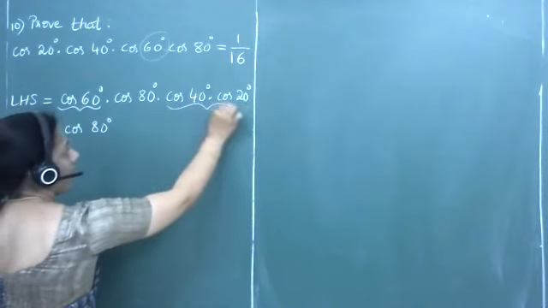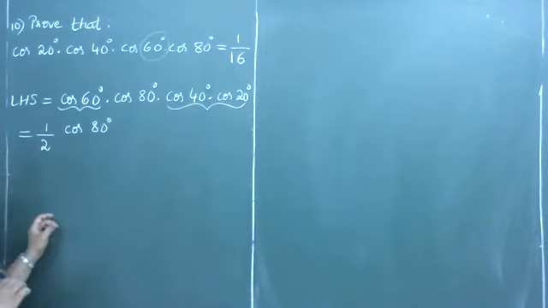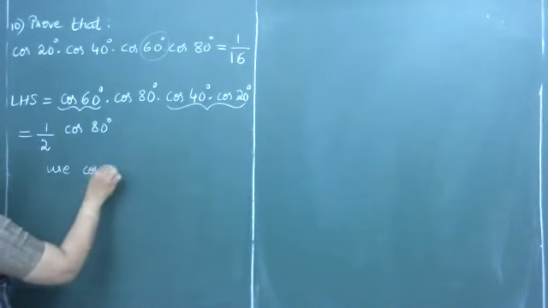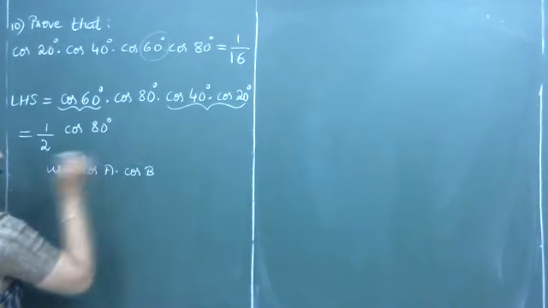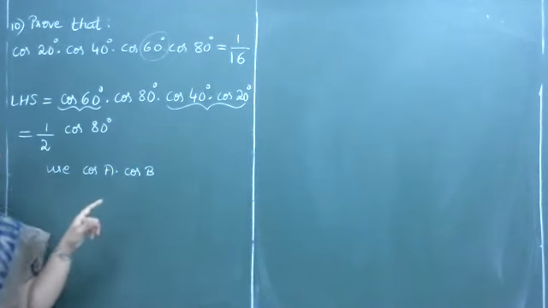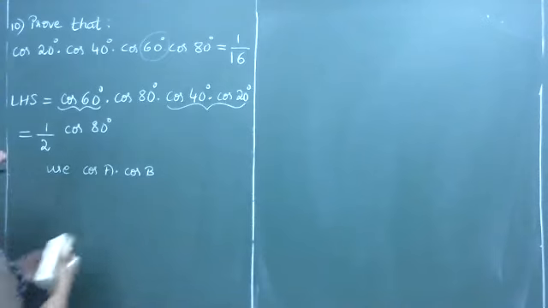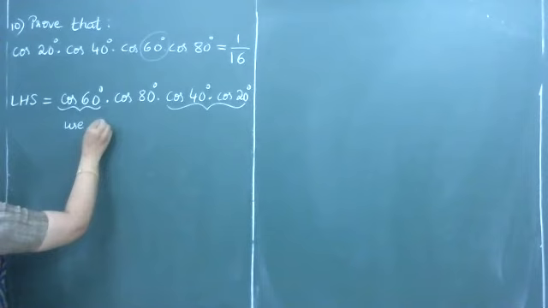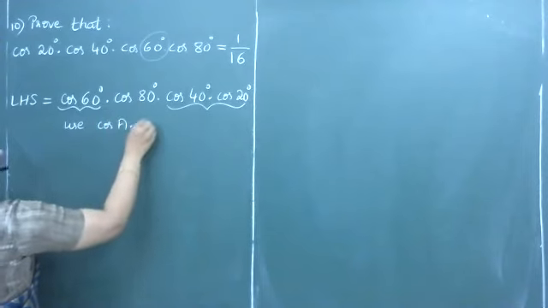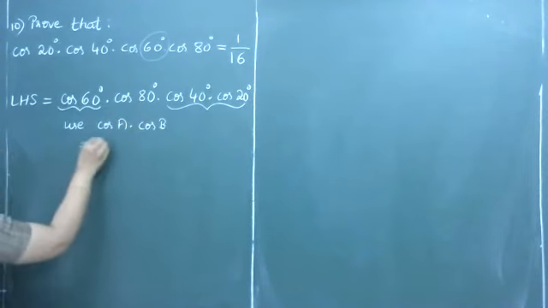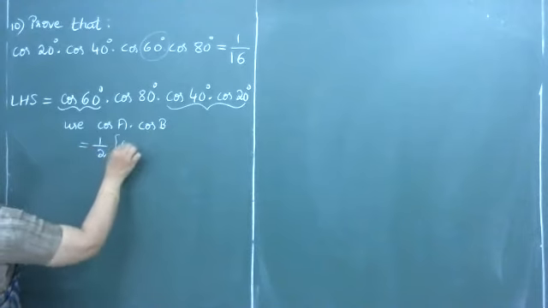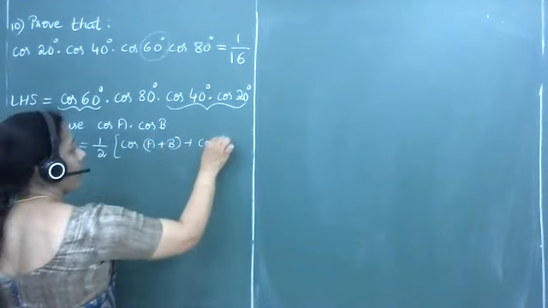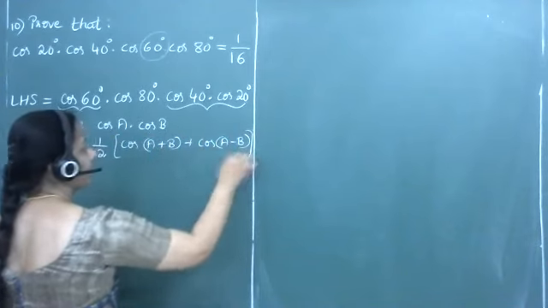Now for this cos 40 degrees into cos 20 degrees, we will be using the cos A into cos B formula. Cos A into cos B you will be using only for the last 2 terms in the above expression. So use cos A into cos B. What is cos A into cos B given by? It will be 1 by 2 multiplied with cos of A plus B plus cos of A minus B.